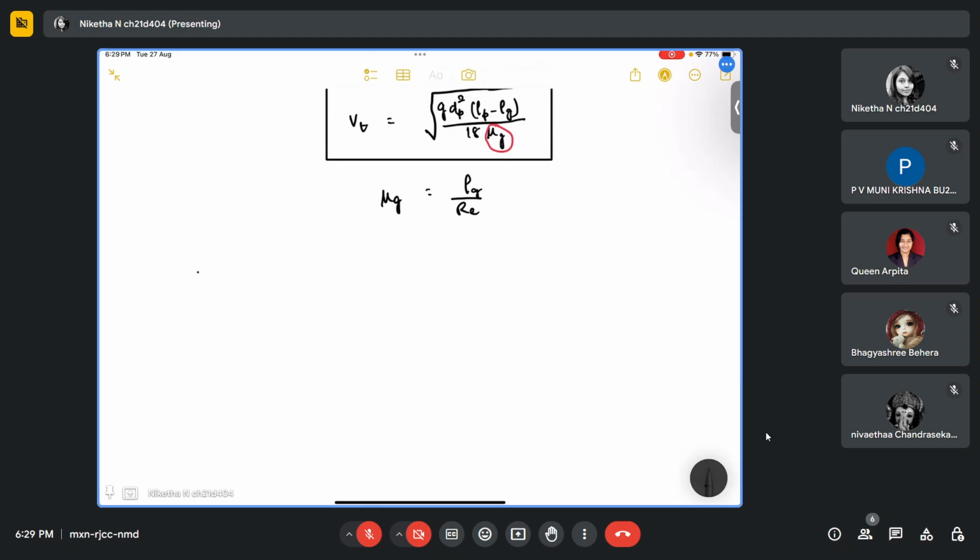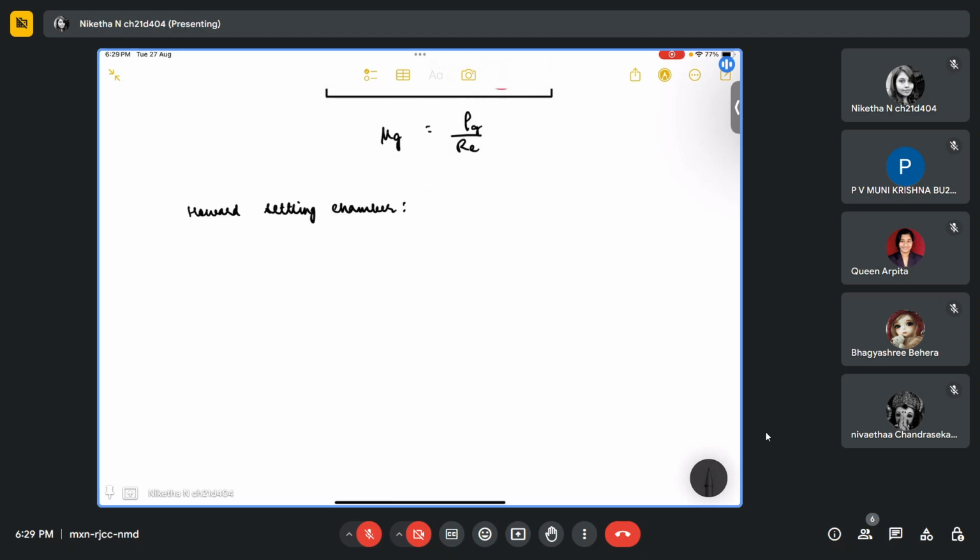Okay. Now we have another type of settling chamber, which is a Howard settling chamber. So can you tell me how this works? What is a Howard settling chamber and how does it work? No idea, ma'am. Okay.